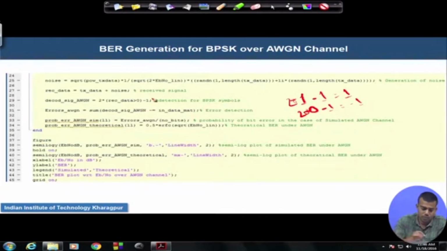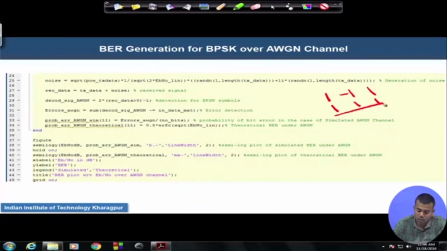Suppose here I am transmitting 1, minus 1, 1. Here I am receiving 1, plus 1. Then by comparing with this inequality operator, this will give me the output of 0 1 1, and I am summing all of them. After summation, this will be equal to 1. That means the total number of bits that are in error is 1.